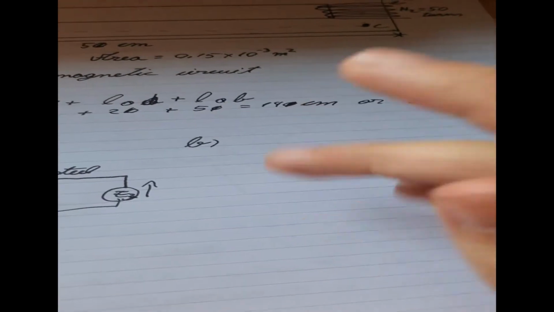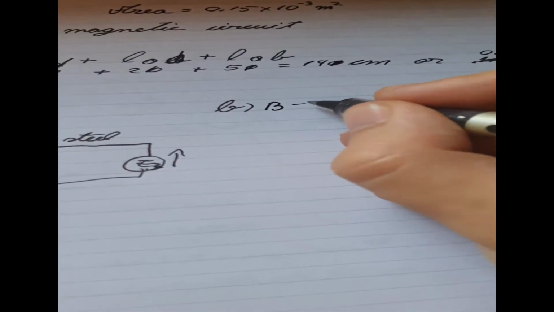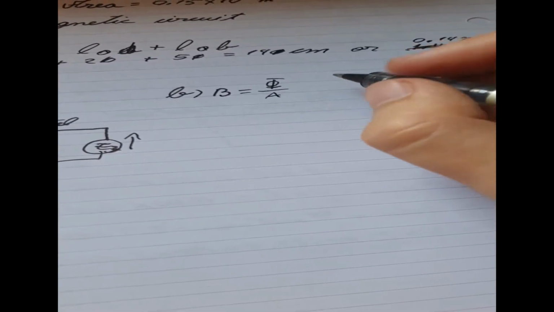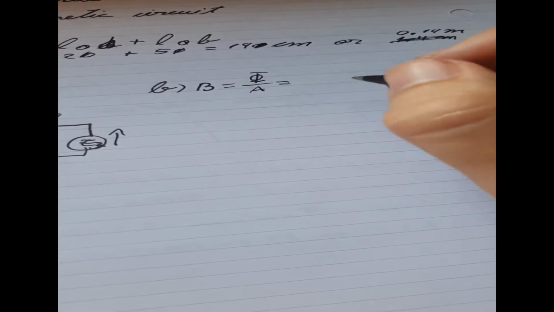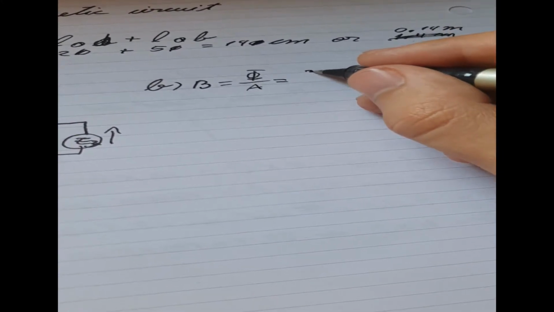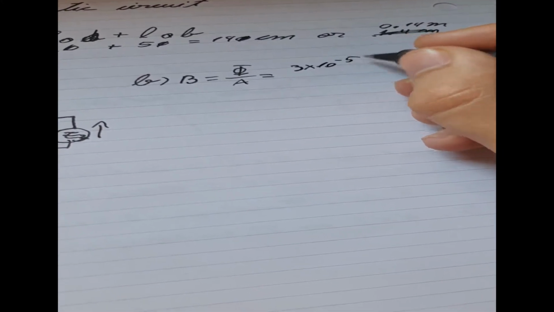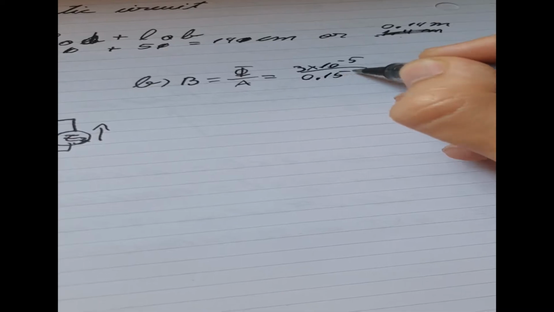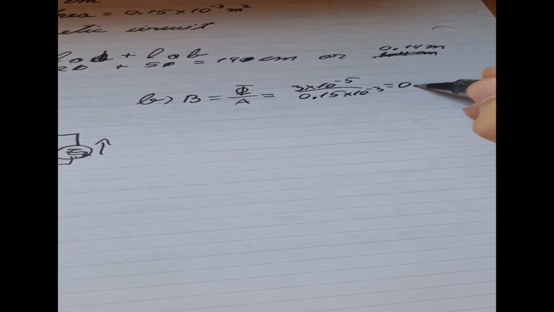So let's start by calculating the Tesla. B will be equal to the flux divided by the area, and that one will be equal to 3 times 10 to the minus 5 divided by the area, which is given as 0.15 times 10 to the minus 3. There you go. And all of it should be equal to 0.2 Teslas.